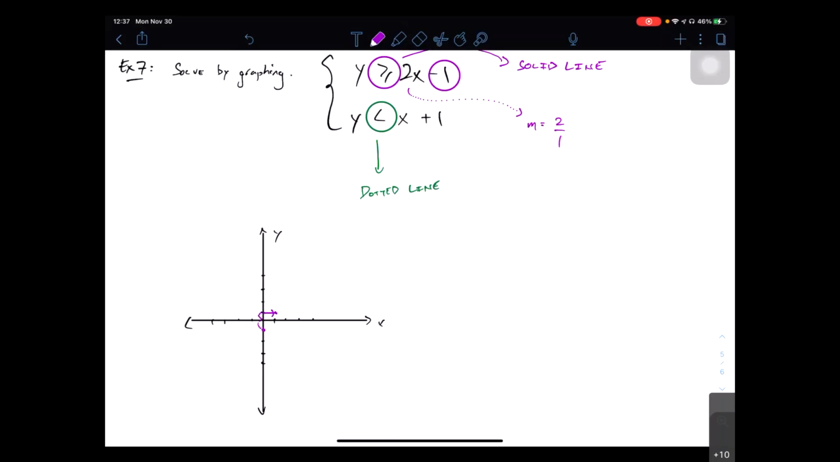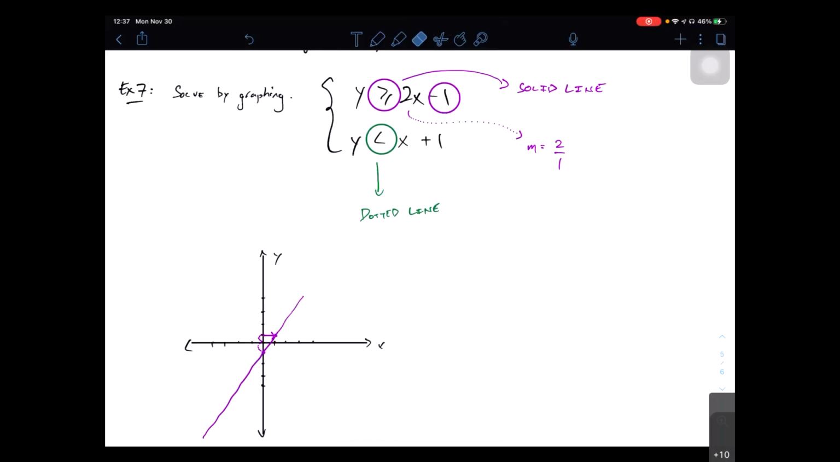So let me draw this line. Again, this is a solid line, right? Whoa, what just happened? Why did I get a weird break in my line?